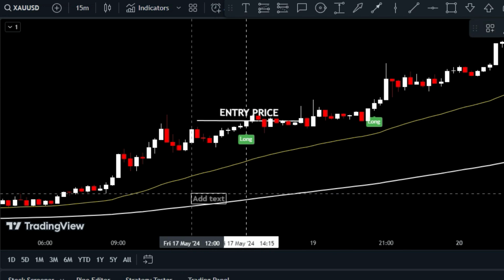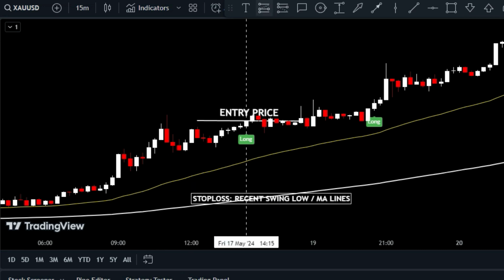But hold up, don't forget about risk management. Set a stop loss for your trade using the most recent market swing low or place it just below the MA line. This way you can minimize potential losses and trade with confidence.